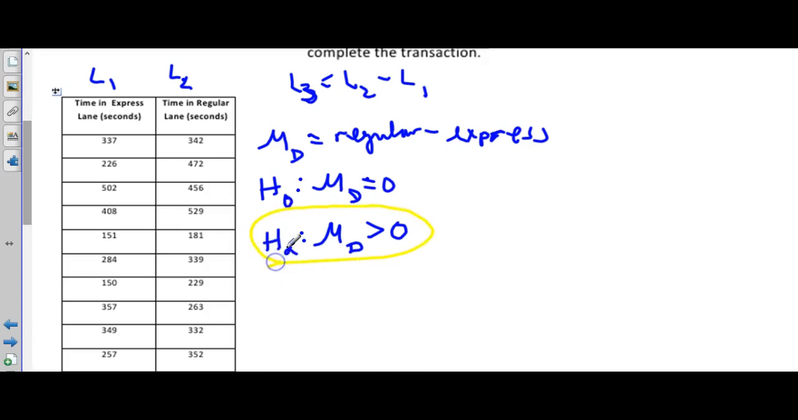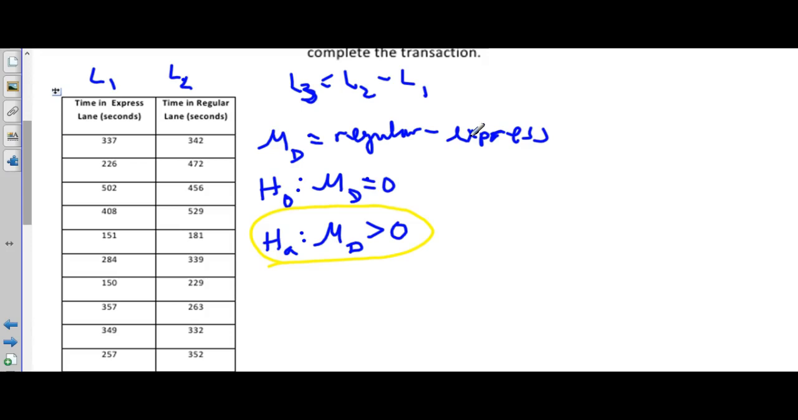If we had subtracted this in the other order and had express minus regular, had done list 1 minus list 2, then mu sub d would have to be less than 0, because then the order of subtraction here would have made the results more negative. If the express lane was slower, this number would have been smaller, this number would have been bigger, our differences would have been negative. So let's check our conditions.